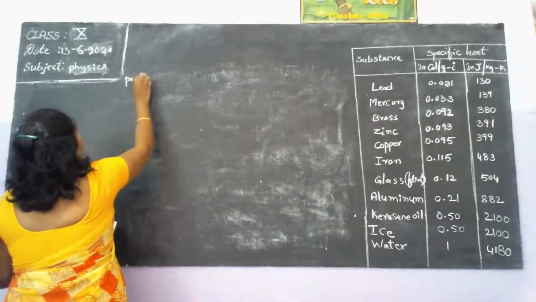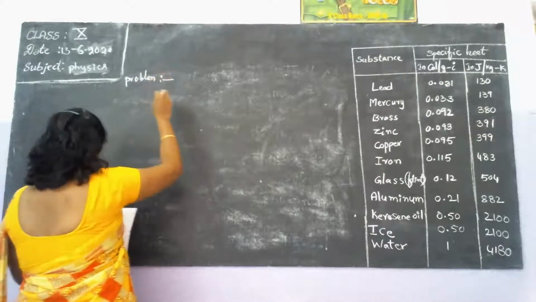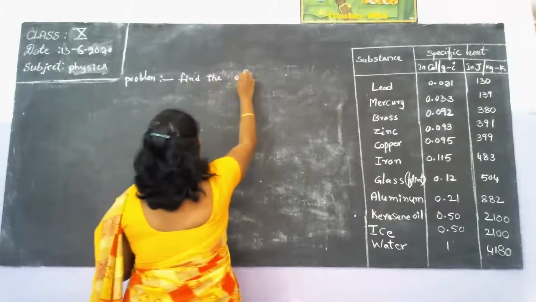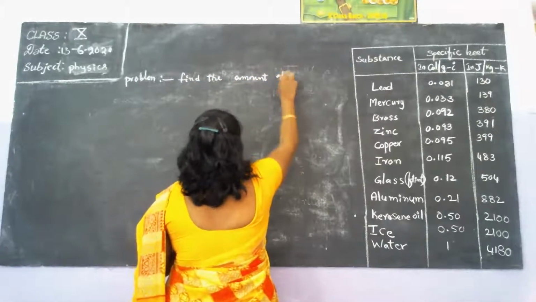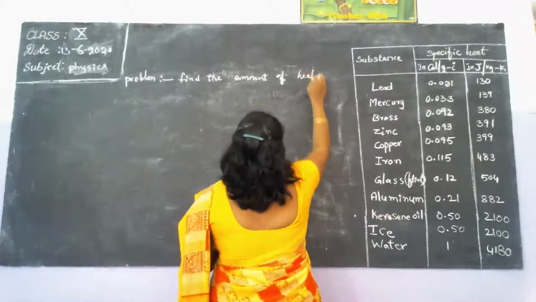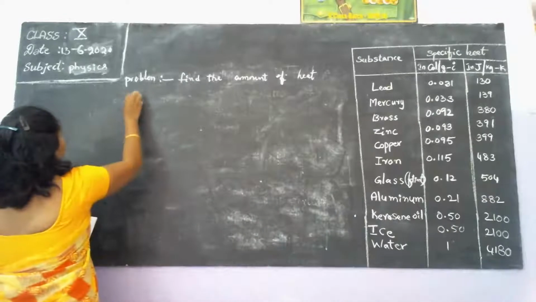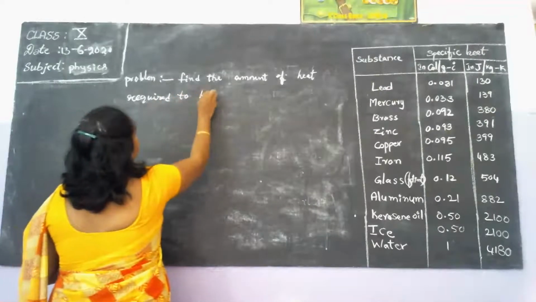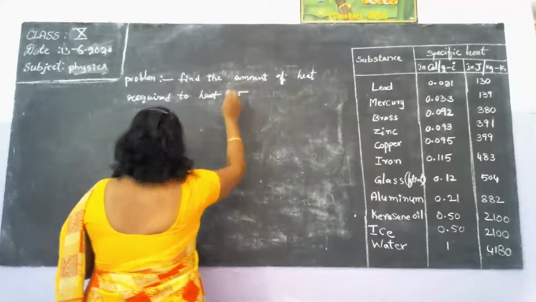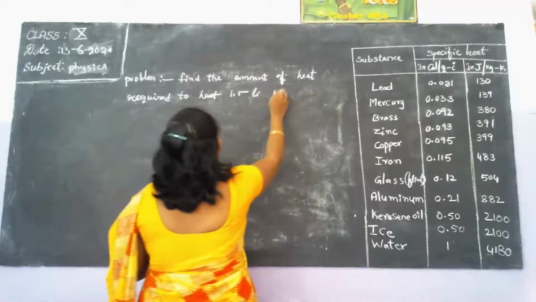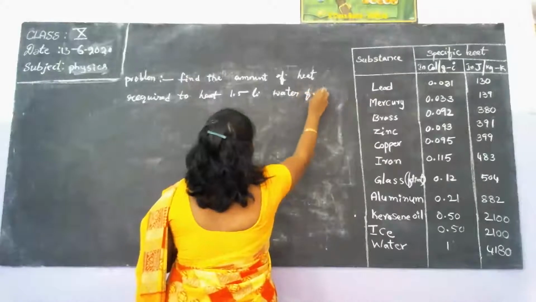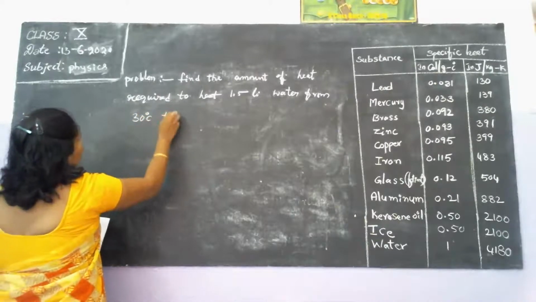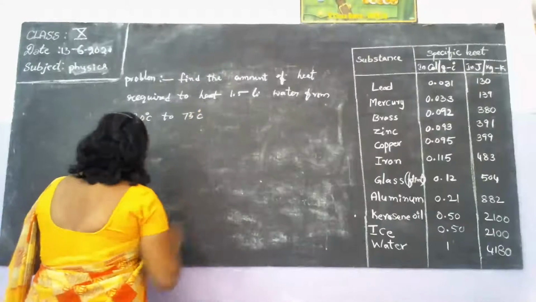Next problem. Find the amount of heat required to heat 1.5 liters of water from 30 degrees Celsius to 75 degrees Celsius.